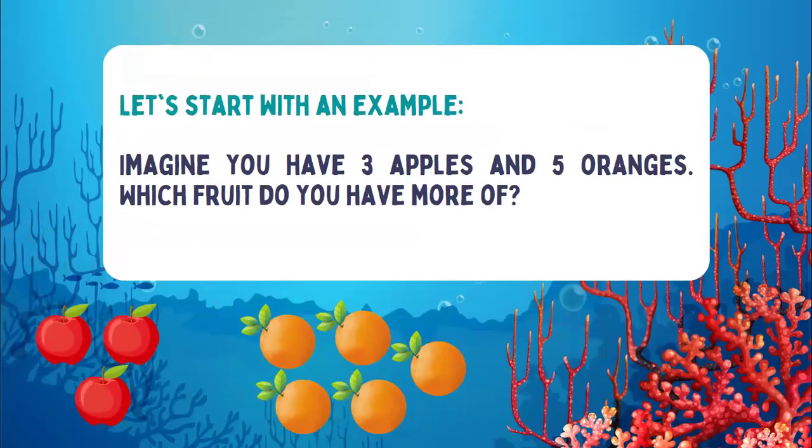Let's see with an example. If you have 5 oranges and 3 apples, which fruit do you have more in quantity? Of course, it's 5 oranges, because there are only 3 apples and there are 5 oranges here.